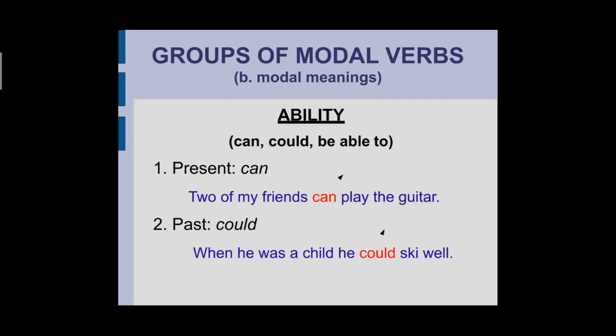Ability का मीनिंग यहाँ पे दो मीनिंग होगा. In present can and in past it's could. Two of my friends can play the guitar. When he was a child he could ski well. Now present form, my friends can play the guitar. That means वो अभी भी play कर सकते हैं. But in the past tense what we have is when he was a child he could ski well. That means जब वो एक छोटा बच्चा था तब वो अच्छी तरह से स्की कर लेता था. But now he is not doing that.